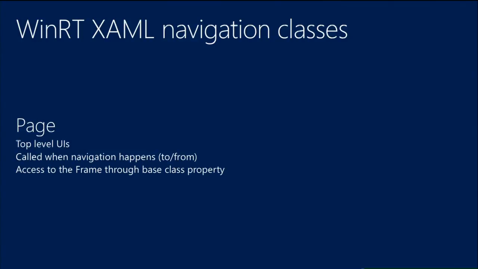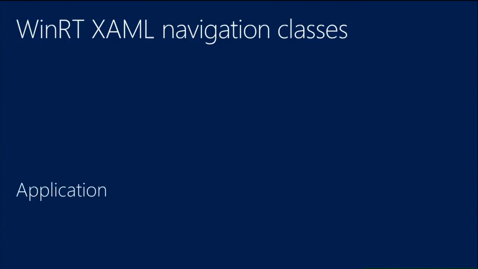You can command navigation from inside your page code behind. It's because there's a frame property on your base class that gives you direct access to the frame that you're contained within. And then at an application level, the application is not involved in normal page-to-page navigation once your app is up, but it's definitely involved in the initial navigation. Once the app launches, you've got to decide what to show. And keep in mind, it's not necessarily always going to be the same hub page because there's different ways to launch your application.